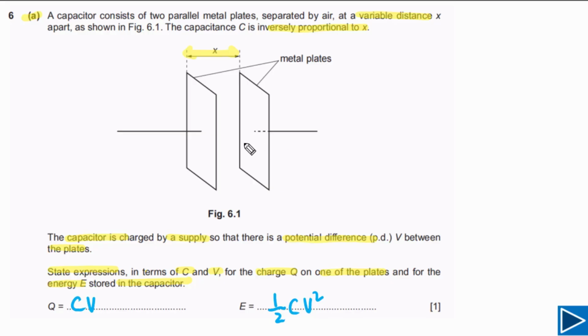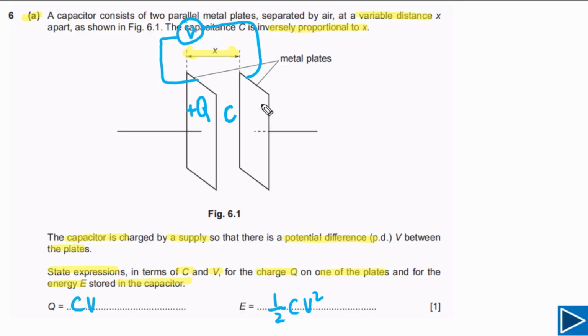Now let's try to understand the meaning of Q is equal to CV. Q is equal to CV means if the capacitance of this capacitor is equal to C and the potential difference between the plates of the capacitor is equal to V, then the charge stored on these plates will be equal to Q. Means the charge stored on one plate will be equal to plus Q, and this is the magnitude of this charge, that is equal to CV.